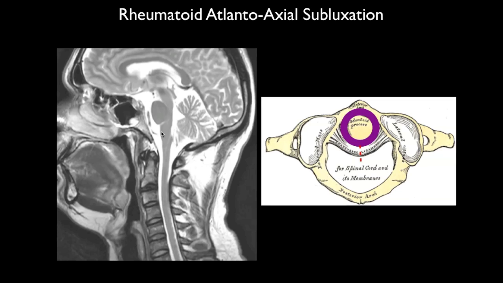And then we can have gross instability of the upper part of the cervical spine. Looking at the MRI here, this is our spinal cord, the medulla, just passing through the foramen magnum, passing through C1 and C2.